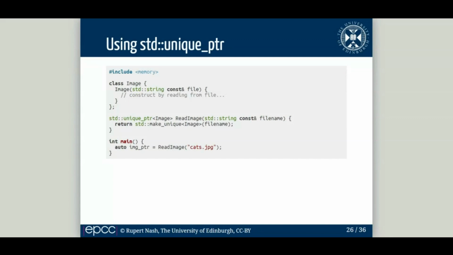There is an example here of the way of using a unique pointer. You define the pointer, so you have std::unique_ptr, but what you do is you return std::make_unique. So this pointer will be a unique pointer.